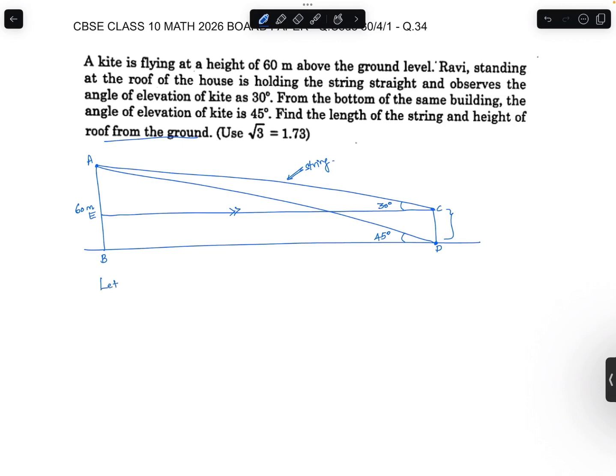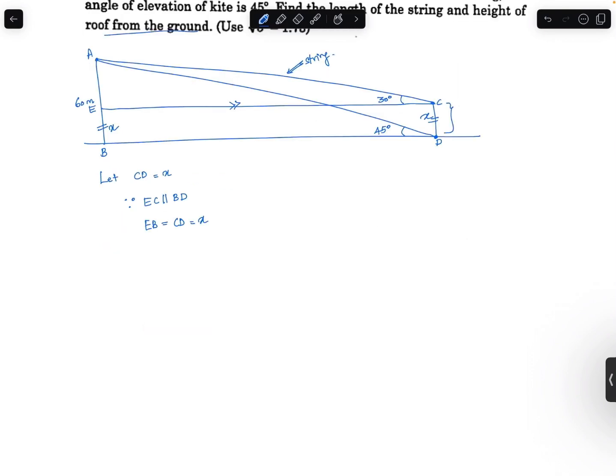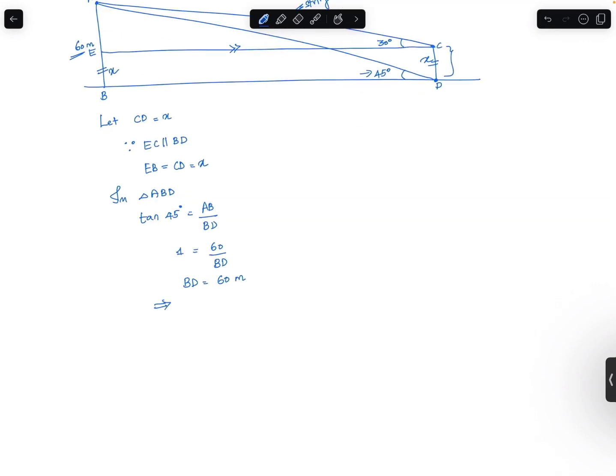So let us take CD as x. EC is parallel to BD. EB and CD are equal. For triangle ABD, we know one angle and one side, so we'll take this to calculate BD. Tan 45 is equal to AB upon BD. Tan 45 is 1, AB is 60, so 60 by BD. So BD is also equal to 60 meters, which implies EC is also 60 meters.